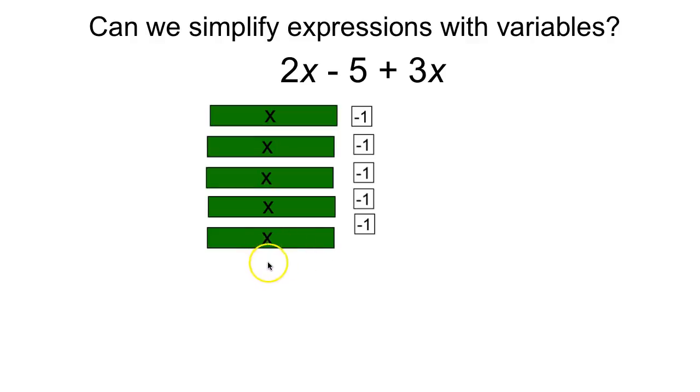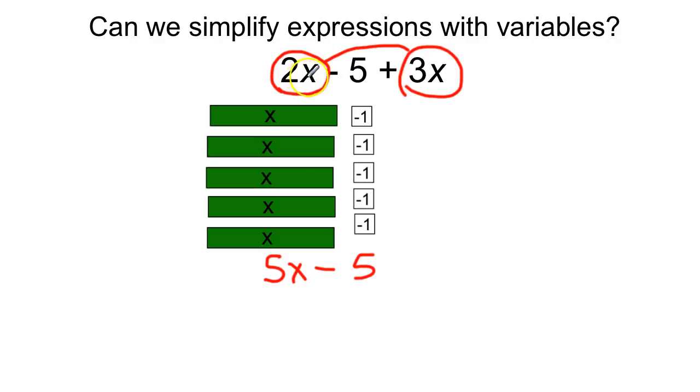And let me write that down for you. We have 5 x's right here, and this is minus 5. Sorry, 5x. 5x minus 5. So this is how you do it with algebra tiles. You can also circle the terms that are the same. So the x terms are 2x and 3x. And then I just combine those. 2x plus 3x, that's 5x. And then the minus 5 is by itself. And I leave it by itself down there. So the answer to my dad, yes, we can simplify expressions with variables.